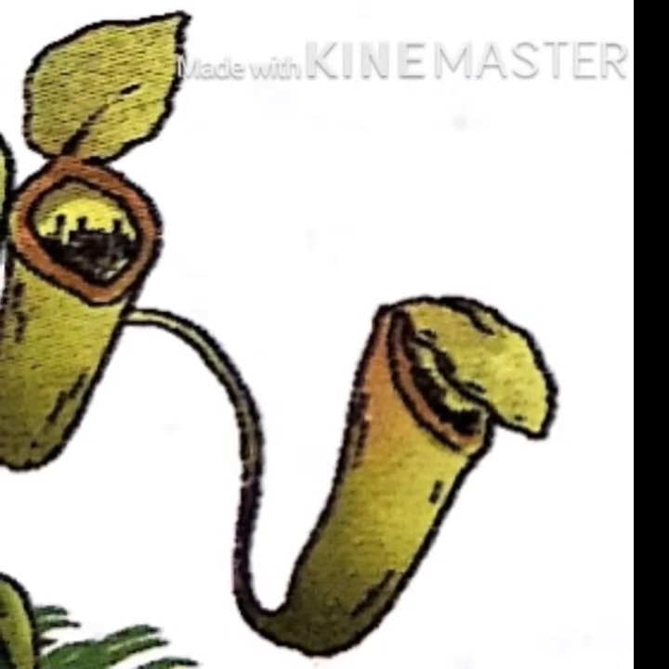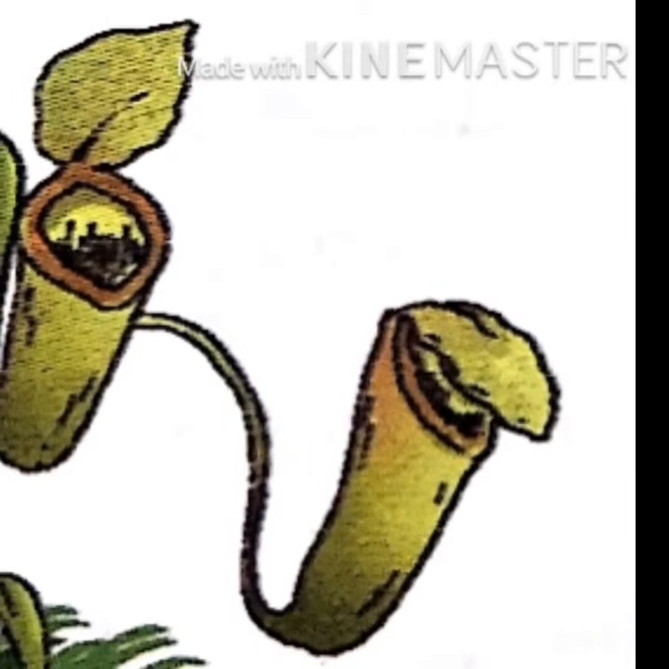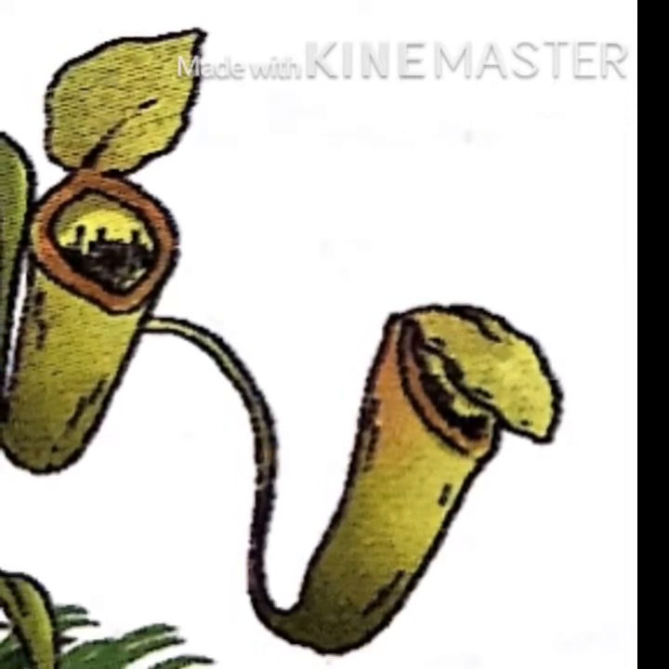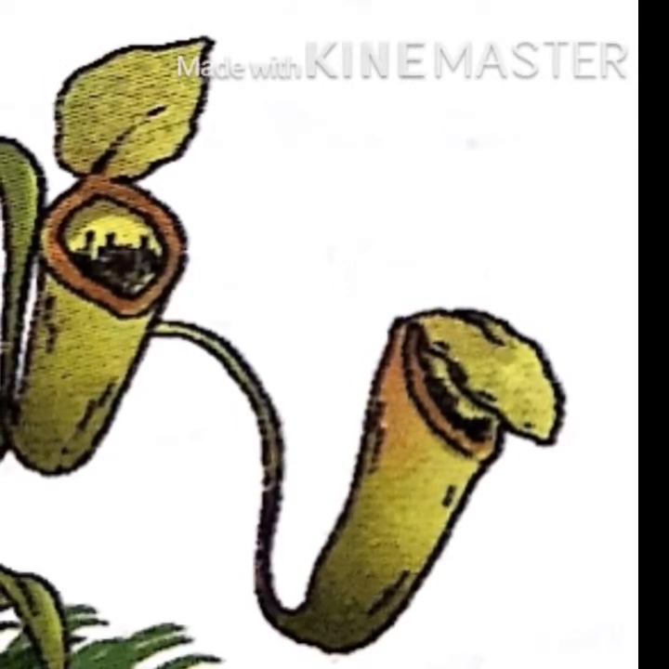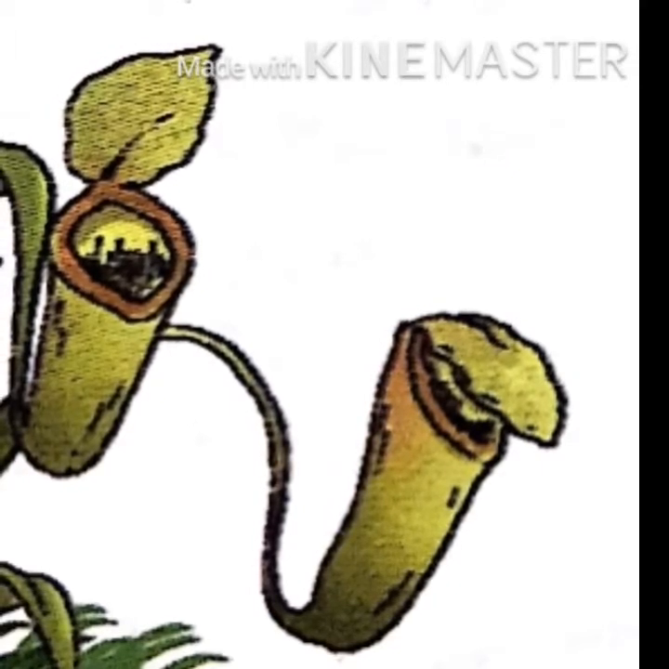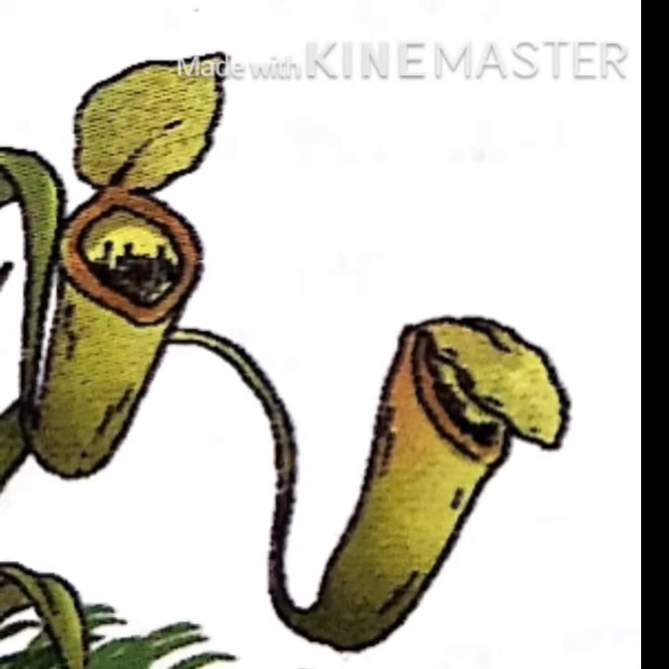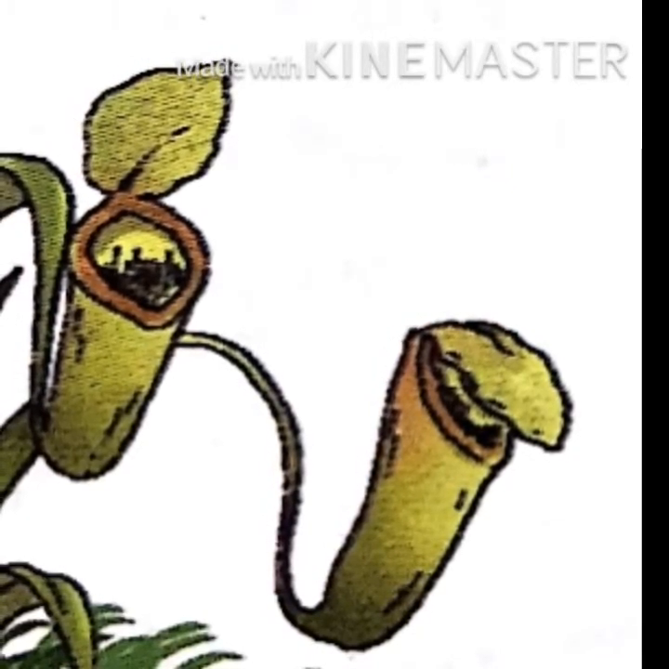There are hairs present inside the pitcher that are directed towards the base. When any insect sits on the pitcher, the lid closes. The trapped insect gets entangled in the hairs present inside the pitcher, and the digestive juices present inside the pitcher help in the digestion of the insect.